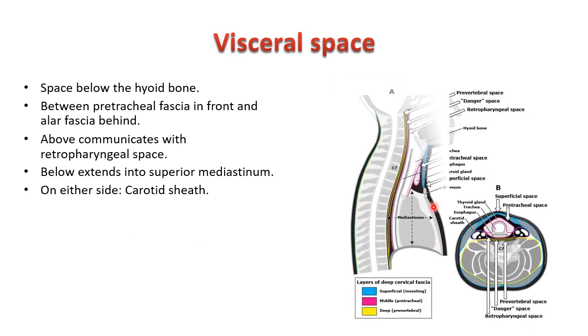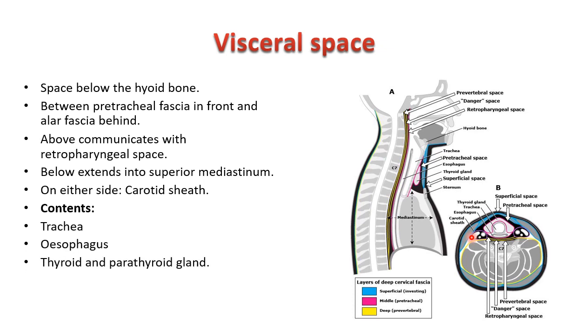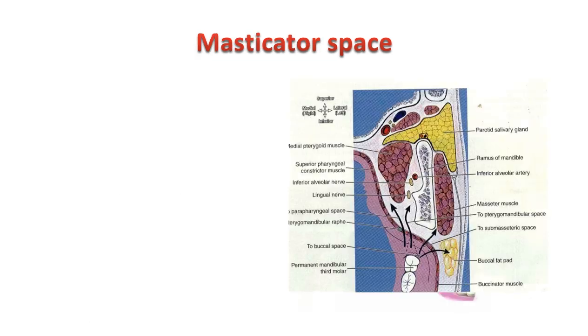On either side, you are able to see the visceral space, which consists of the thyroid, trachea, and the esophagus. On either side, it is limited by the carotid sheath. So contents, as I told you, trachea, esophagus, thyroid, and parathyroid glands. And infections can spread into the superior mediastinum from this visceral space.